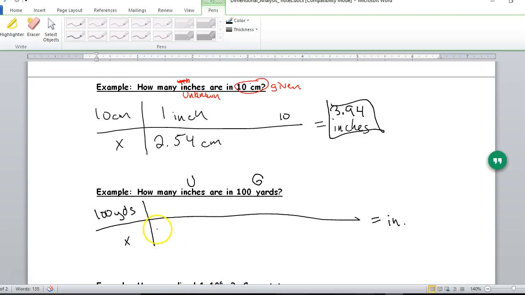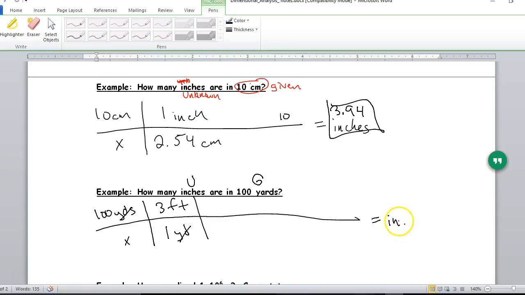We know there's 3 feet in a yard. Yards is on top, so I want to cancel it out. What would go on the bottom? You guessed yards, that is correct. So for every 1 yard, that is worth 3 feet. By doing that, yards cancels out yards, and now I'm left with feet.